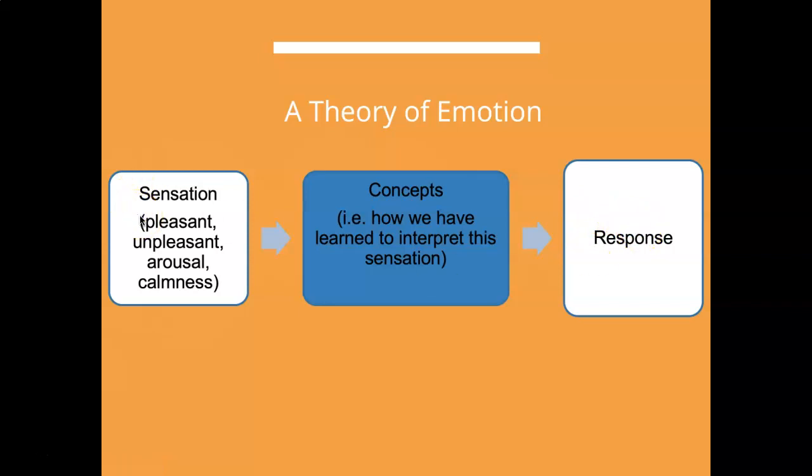So it's not that sensation leads to automatic response. It's sensation, concepts, response. And I put this question on here of why is this a sociological theory of emotion? It's because the concepts that we use to understand these sensations are things that are given to us through socialization. We come to learn how to understand certain sensations in certain ways, so we respond to them based on how we've come to understand them. And one way in which we can see this is by looking at a case where we can see socialization occurring in real time.